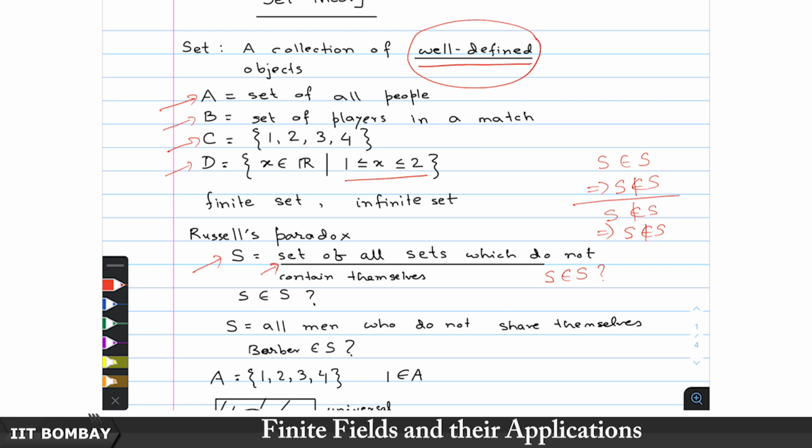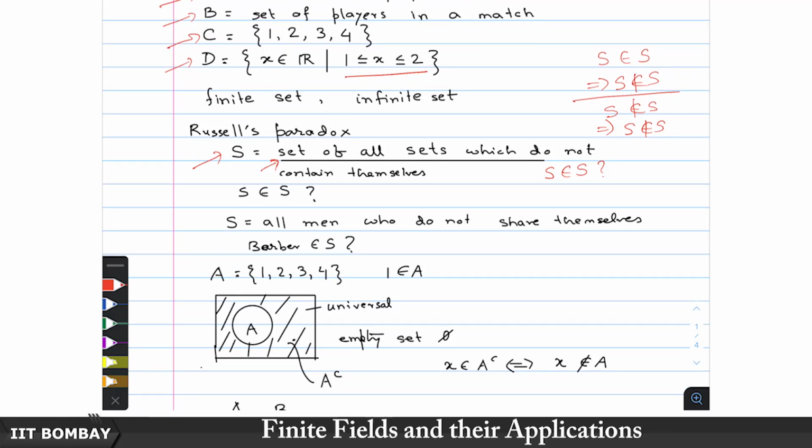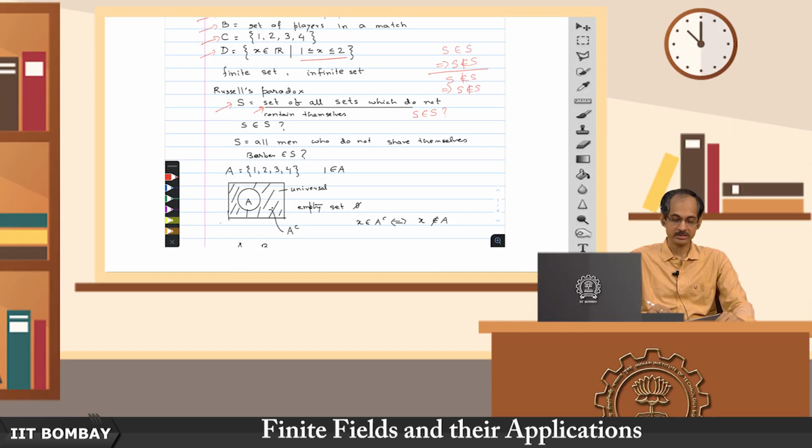So, there are various flavors of this paradox in different forms, and another form is the following, where it is said that in a village there is a barber and he shaves all men who do not shave themselves. Now, one can define the set S to be the set of all men who the barber shaves, okay. In other words, who do not shave themselves.